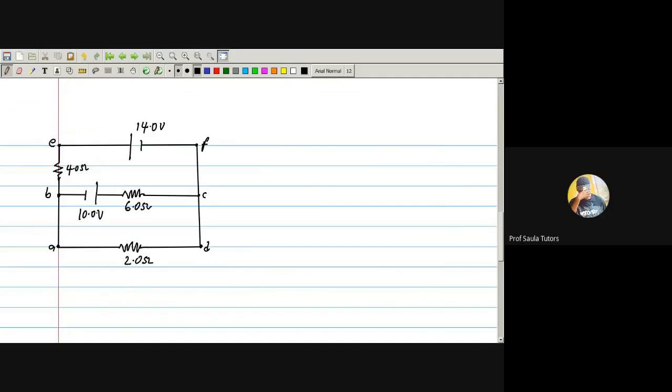Now, first thing, remember I've given you some steps. Let's assign the current first. That's the first thing. Now, how do we assign the current? Just pay attention. Remember, let me help you. If you look at this guy, it will want to send current in this direction, right? Yeah. Okay, good. Let us pick this junction.